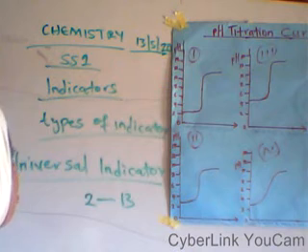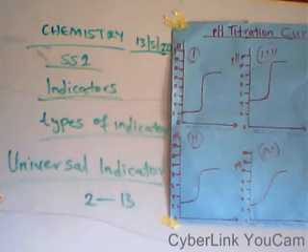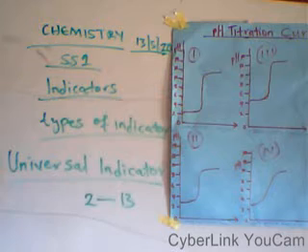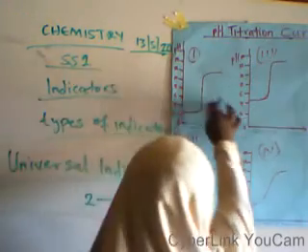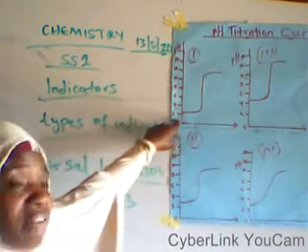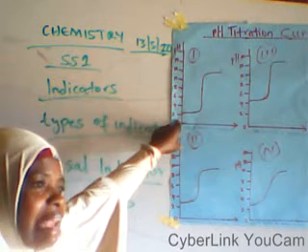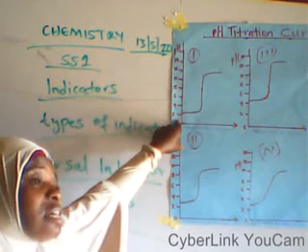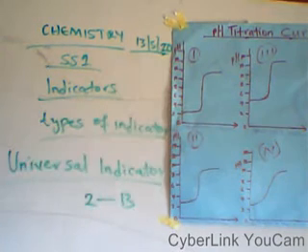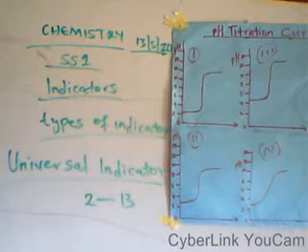Now, any indicator that can dictate the pH between 3 and 11 is suitable for this type of reaction. Any indicator that can dictate between 3 and 11 is suitable or can be used.